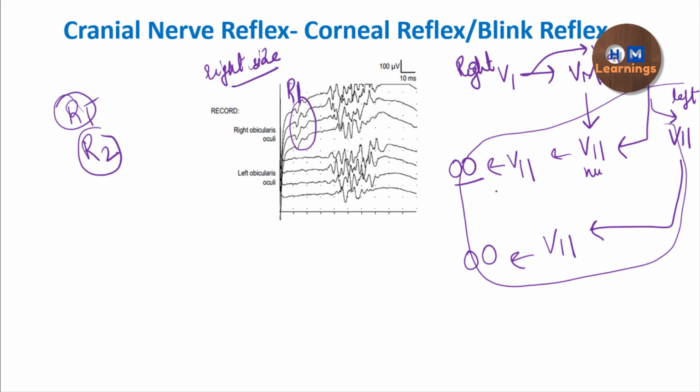Okay, so R2, you can see here, this is the R2 response. This is the R2 response which is happening in both the eyes. So R1 is going to happen in the ipsilateral eye, and R2 is going to happen in both the eyes.